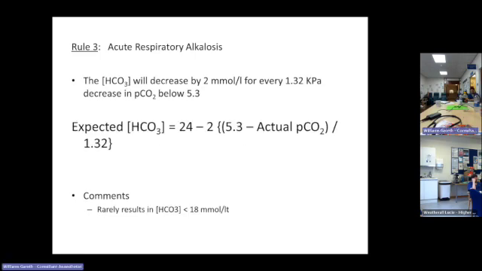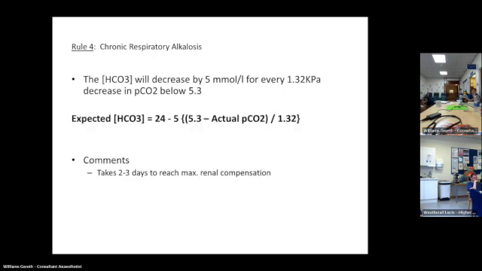Acute respiratory alkalosis, hyperventilation, there aren't many examples, are there, of acute respiratory alkalosis. The bicarbonate should decrease by 2 millimoles per litre for every 1.32 kilopascal fall in CO2 tension below 5.3 in the acute setting. And you'll see a change, but bicarbonate rarely falls below about 18. So there's a limited metabolic compensation to acute respiratory alkalosis. There's a limit to what the kidney is going to do in that situation. In a chronic respiratory alkalosis, what clinical examples do you think of chronic respiratory alkalosis?